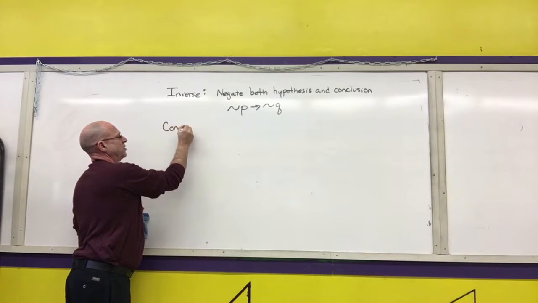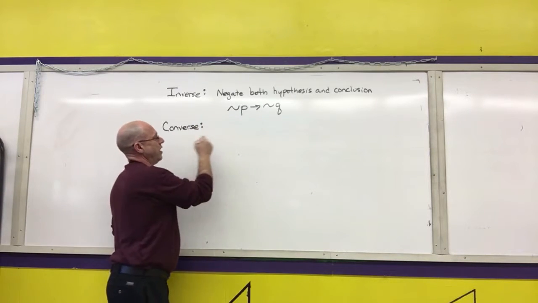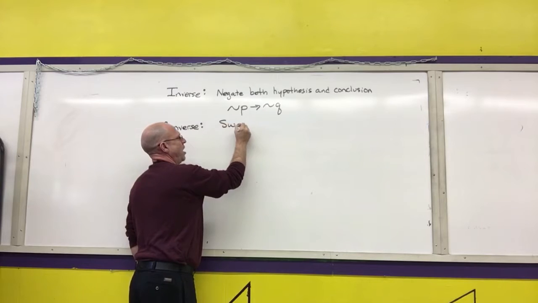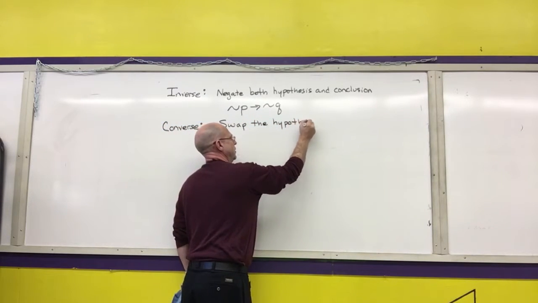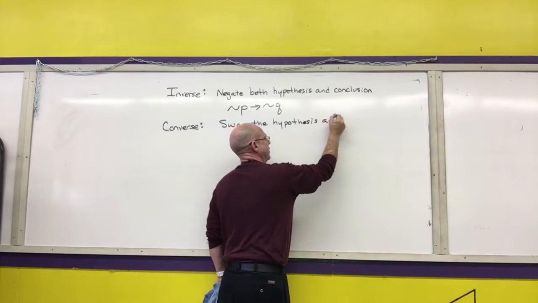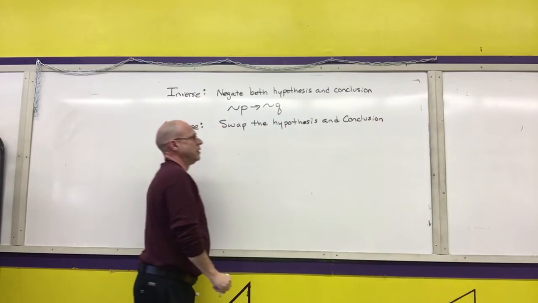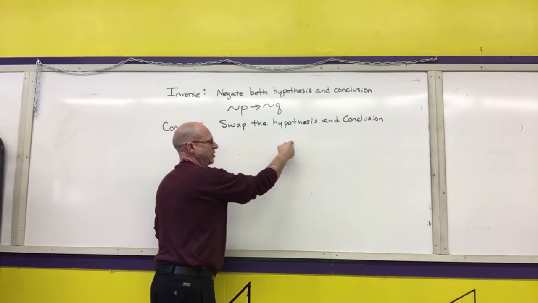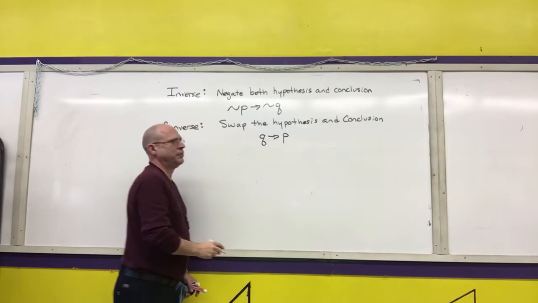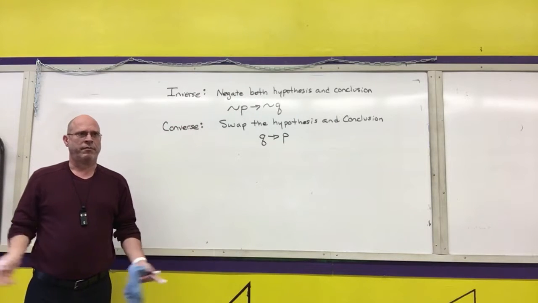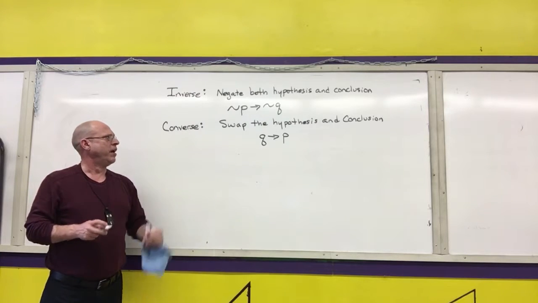The next one we have is what is called the converse of a conditional statement. A converse, you swap the hypothesis and conclusion. So if I start out with P implies Q, the converse of it would be Q implies P. Again, we'll use some actual word conditional statements to come up with examples of these.